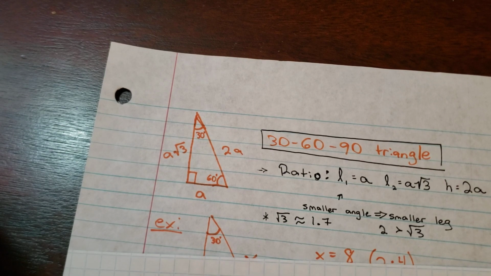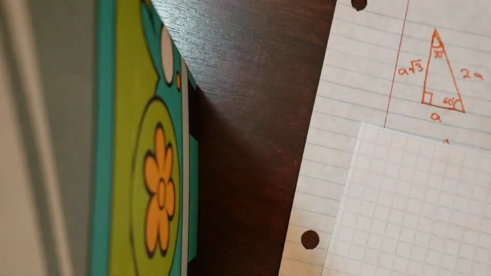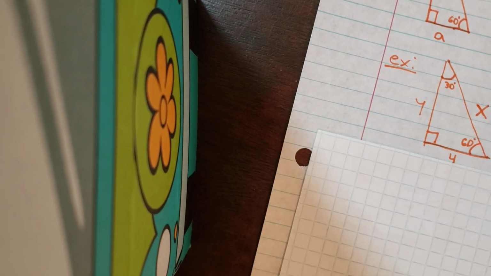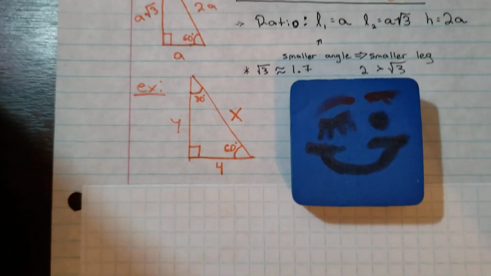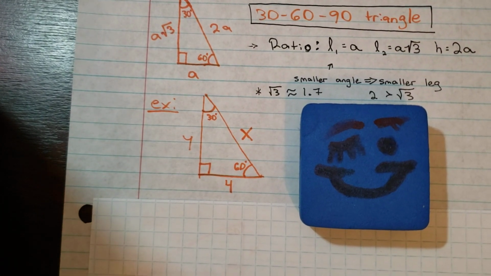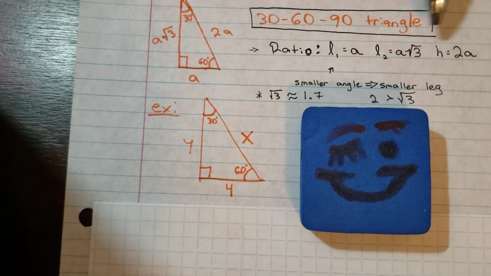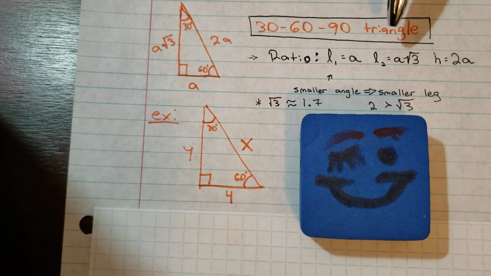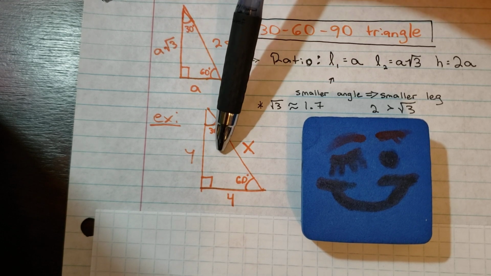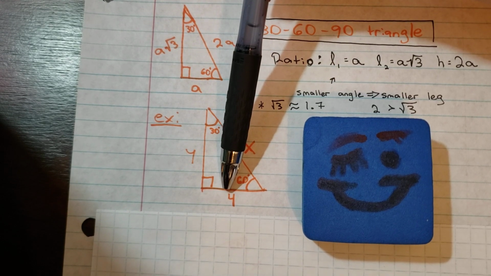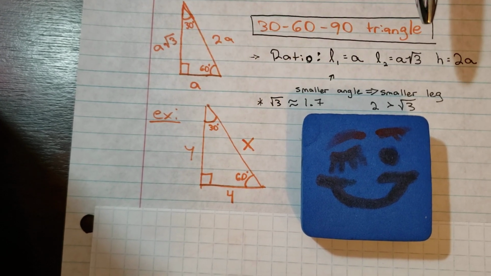All right. Here's an example. Okay. So here's our example. Now this one's just drawn out for us. We have a 30, 60, 90 triangle. So we know that this ratio is going to be applicable. And our 30 degrees opens up to a length of 4. Solve for x and y.